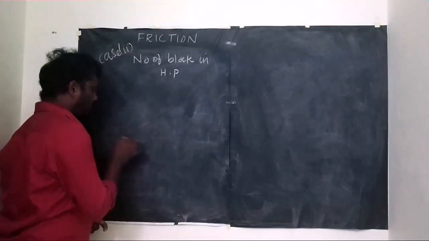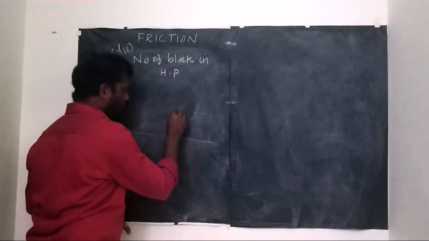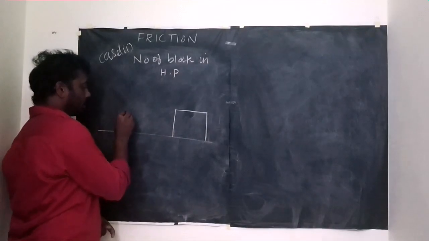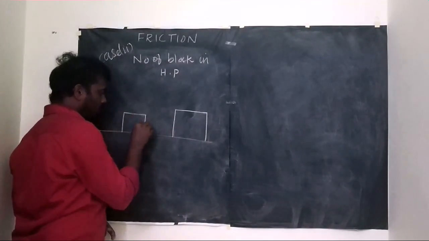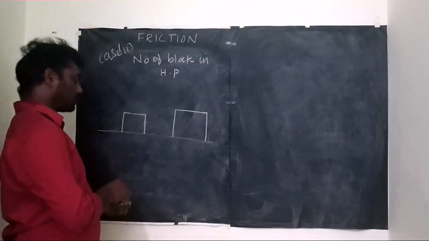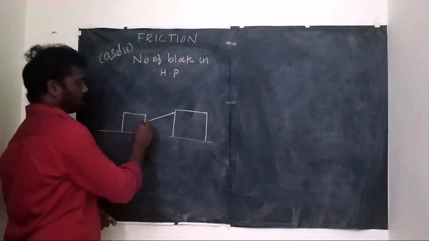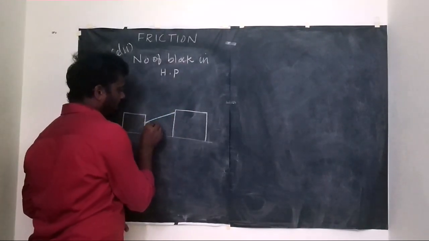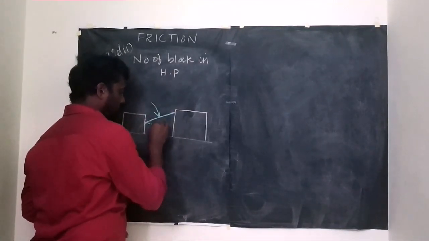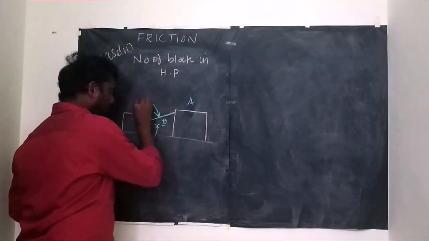Before that I am going to take one horizontal plane. This is my horizontal plane on which I am going to take two blocks. This is my block A, then this is my block B. These two blocks are connected with the help of a string. Here this is my string, used to connect these two blocks. It makes an angle theta with the horizontal line. This is my block A, block B.